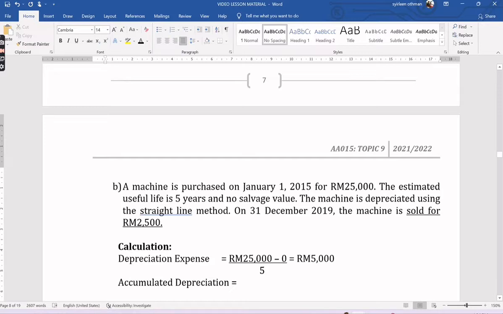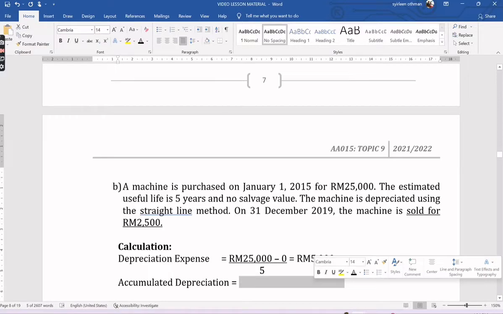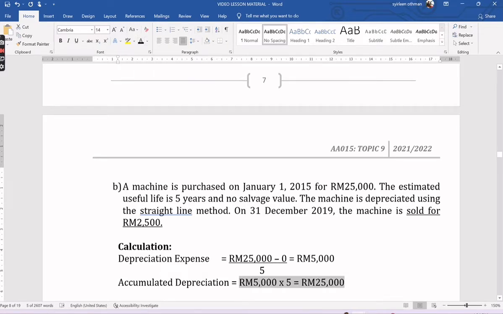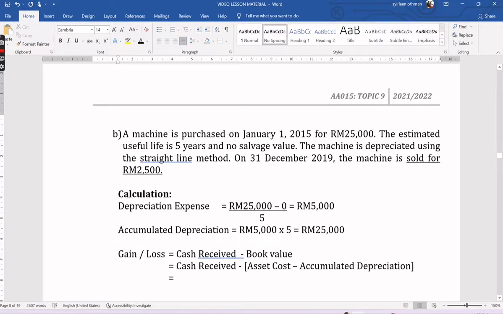So how much is the accumulated depreciation? You have it for 5 years, right? And you are selling the asset towards the end of the useful life period. So your accumulated depreciation is also 25,000, the same value as when you acquired the asset. So the first thing that you need to do, kita kena tengok whether we are getting any gain or loss. Sebab here you are selling the asset. So when you are selling the asset, you have the cash received. So cash received in this question is 2,500.